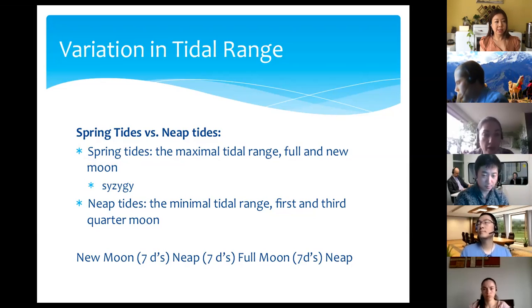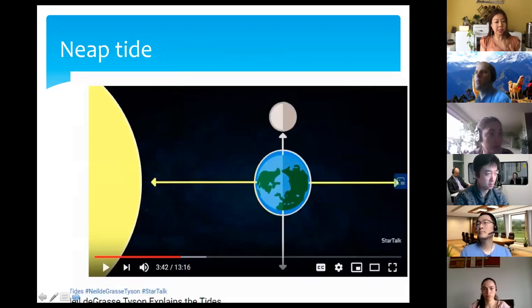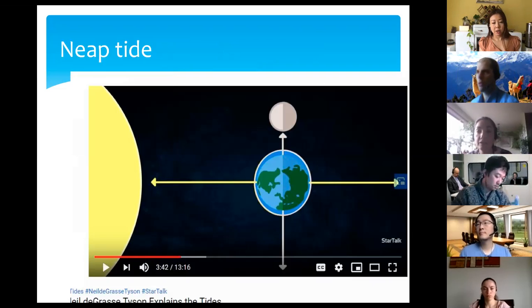And so here I have the diagram to show. So you can see that the sun and the moon are located at 90 degrees and they're not pulling along a straight line. They're sort of pulling not exactly in the opposite direction, but they're pulling at an angle relative to each other. So that's why the gravitational pull of the moon is partially canceled by the gravitational pull of the sun.